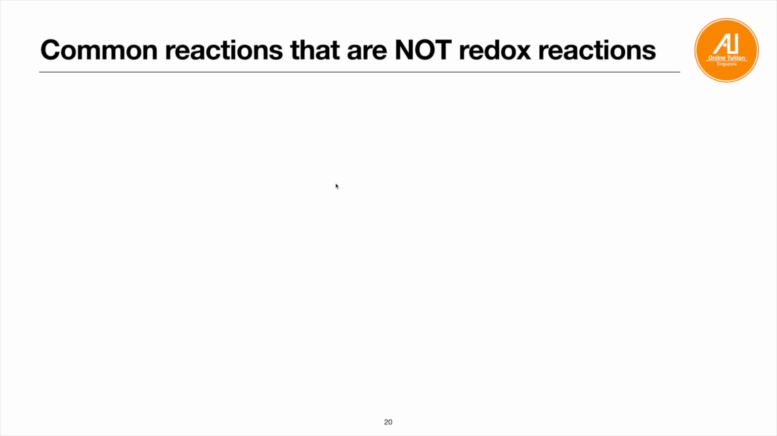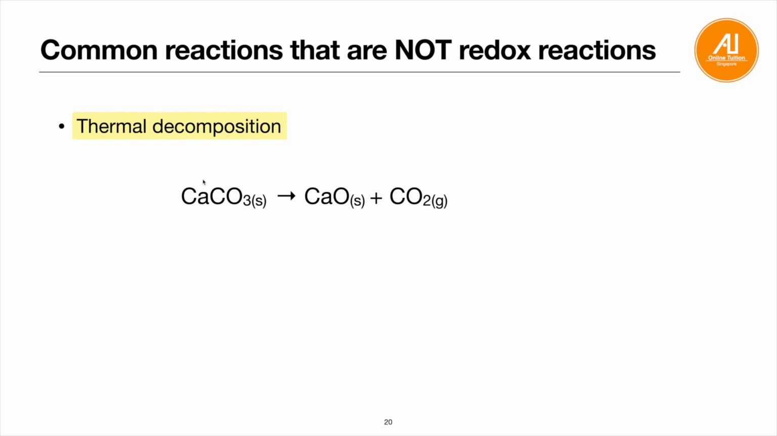Next, this one will be important for answering MCQ. Some common reactions that are not redox reactions, which students are supposed to memorize. First one is thermal decomposition. For example, calcium carbonate gives you calcium oxide plus CO2. If you are aware, this is actually the 4th equation in the blast furnace, extraction of iron. So, thermal decomposition.